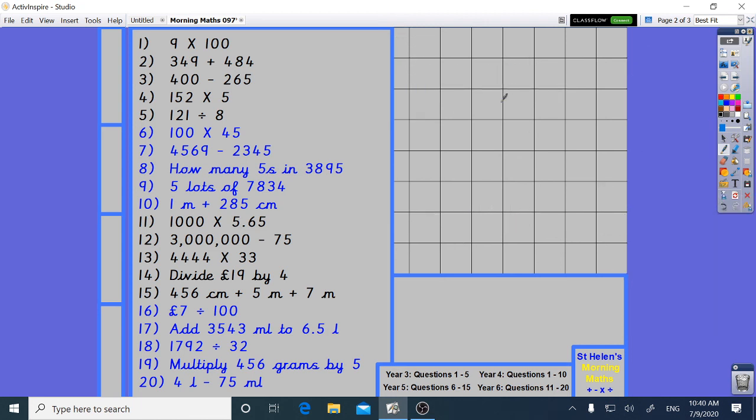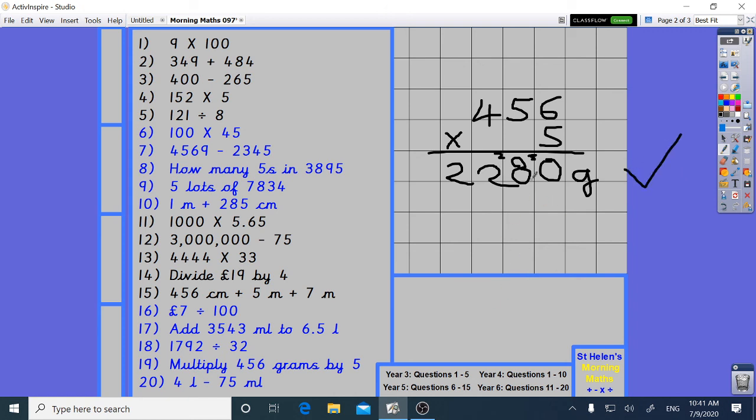Question 19. 456 grams times 5. That's just 456 times 5. 5 times 6, 30. 5 times 5, 25 plus 3, 28. 5 times 4, 20 plus 2, 22. And this is grams, 2,280 grams. If I'm going to put grams into kilograms, you don't have to. This is fine for your answer. If I'm going to put it in kilograms, you divide by 1,000, and it's 2.280 kilograms. You don't need the zero in this second part. 2.28 kilograms would be your kilograms answer.